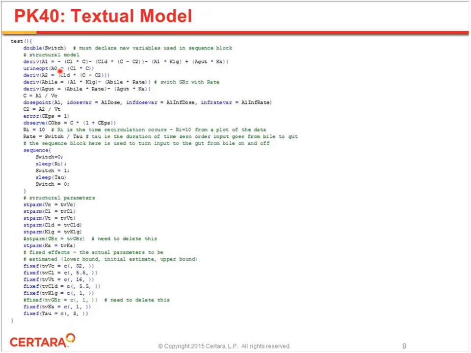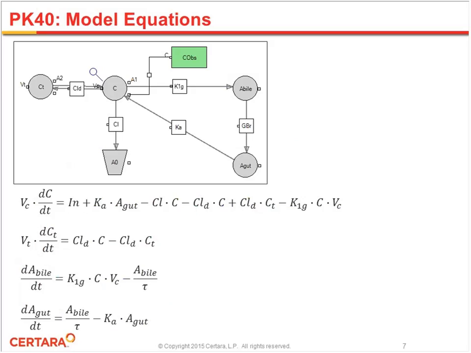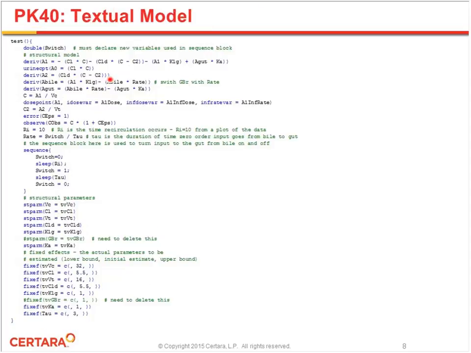And then we come to the structural model. This we've seen a few times already in the previous sessions. Here's a differential equation for the central compartment, and this looks much the same as in these equations. It's just within the derived statement, you put in the particular equation. Everything in the structural model is actually coming from the graphical model, so you don't need to take care of this.